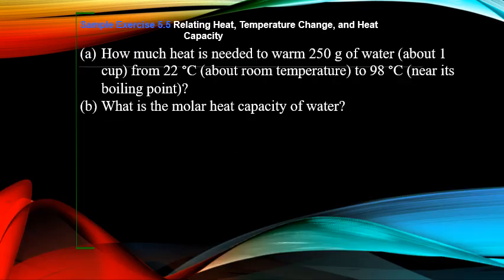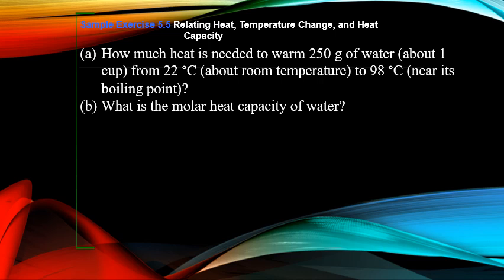So let's now look at a few example problems. The first one that we'll look at is how much heat is needed to warm 250 grams of water, about 1 cup, from 22 degrees Celsius, which is about room temperature, to 98 degrees Celsius, near its boiling point. And then part B, what is the molar heat capacity for water?